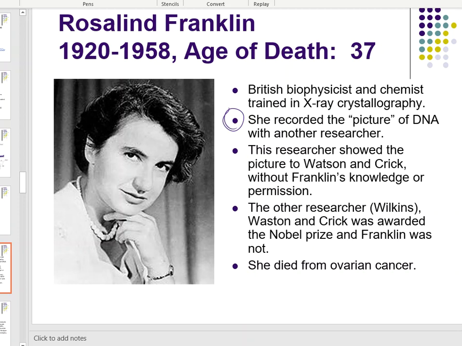She passed away at 37 years old. She passed away from ovarian cancer. A lot of people said, well, is it due to the X-ray crystallography? Again, that's up to interpretation. It probably did have something to do with it. Imagine you working around an X-ray machine all day long, every day of your life. There's protection now in place from that, but she did die from ovarian cancer at the age of 37.